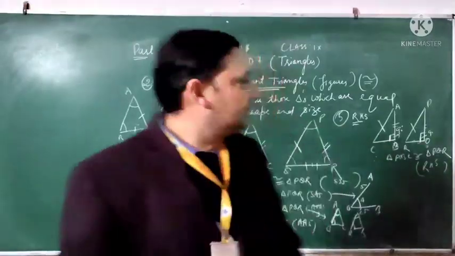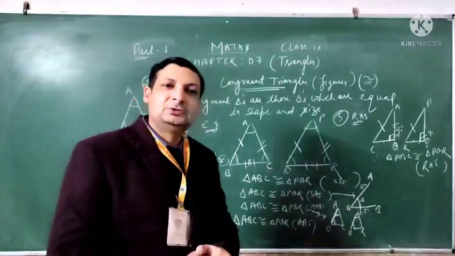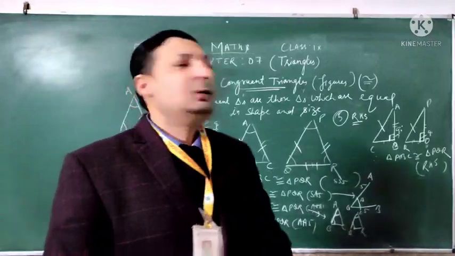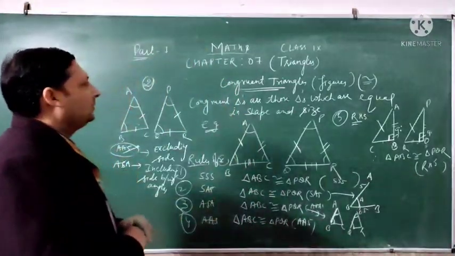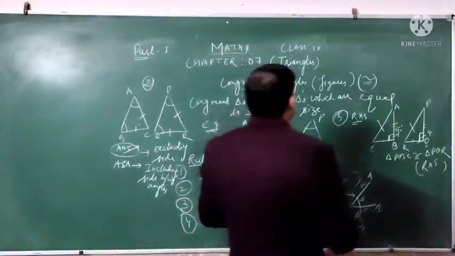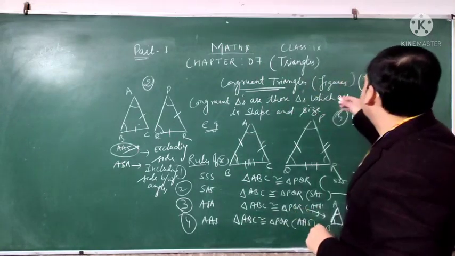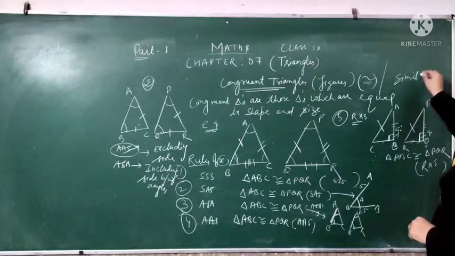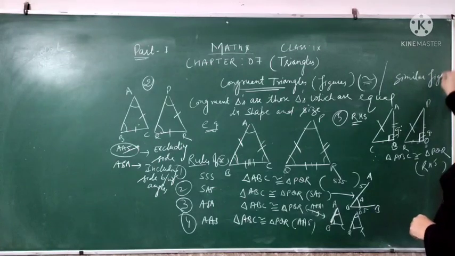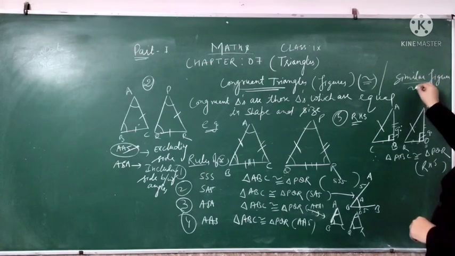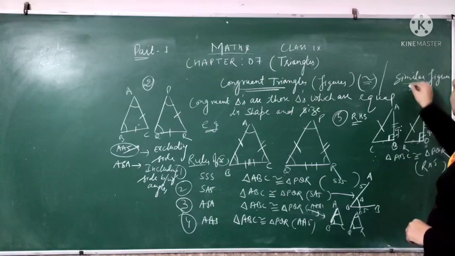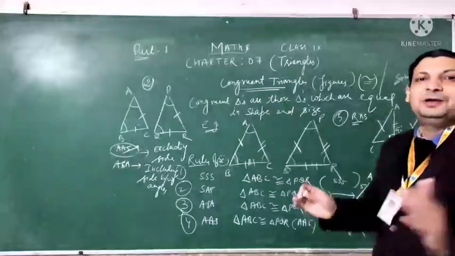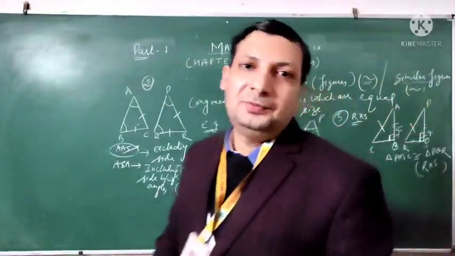So in this class we have discussed basic things of triangles. Now we will discuss one part more, congruent triangles and congruent figures. Another figures are also called similar figures. Similar figures. Similar denoted by this symbol. This curve is called similar. What is the difference between similar figure and congruent figure?